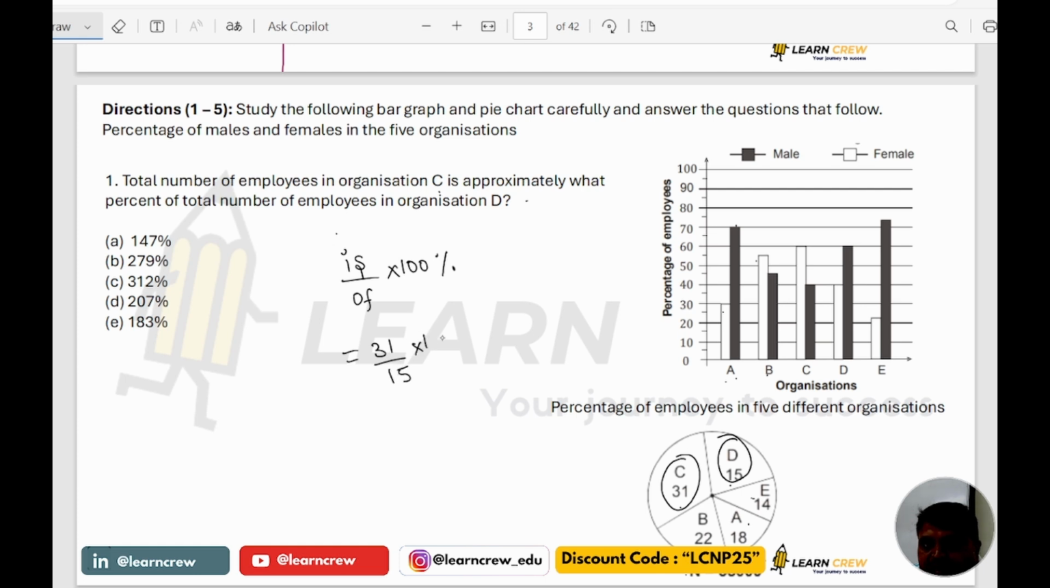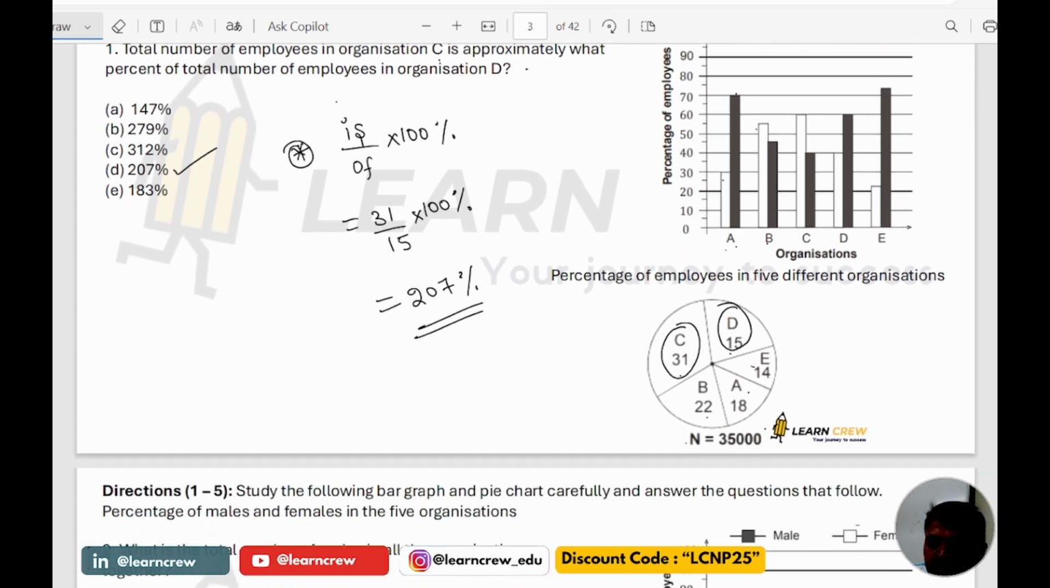So if you apply here, 15 2s are 30, so 2 1 by 15. It is very close to 207%. So the answer is option D. Here the application is by of into 100. One value is approximately what percentage of the other value means by of into 100. I hope it is clear. We are starting from basics. Okay, now next.